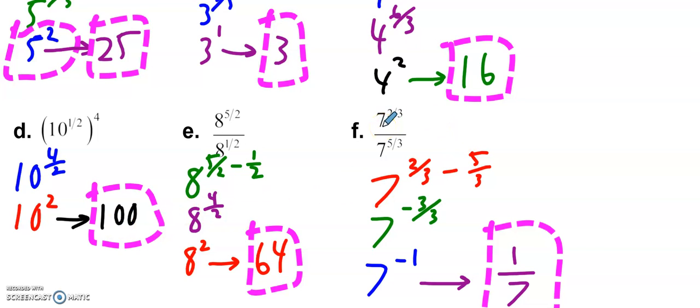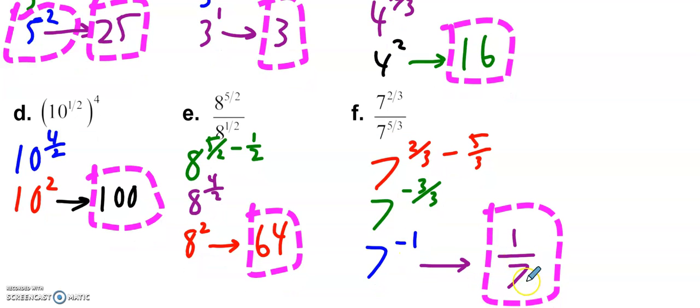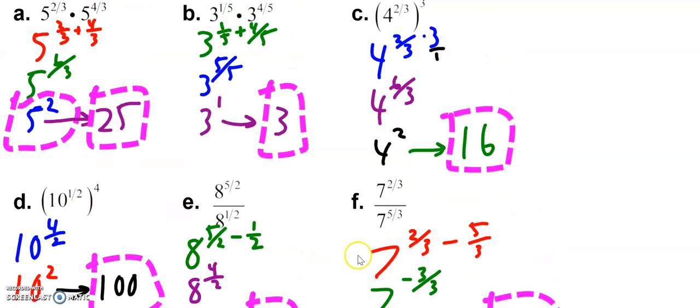And then F. So F, we have to do subtraction again. 2/3 minus 5/3 is negative 3/3. Negative 3/3 is actually just negative 1. If I have 7 to the negative first power, I can write that as 1 over 7 to the positive first power. I don't need to write the positive 1, though, because of the negative exponent. Any questions?